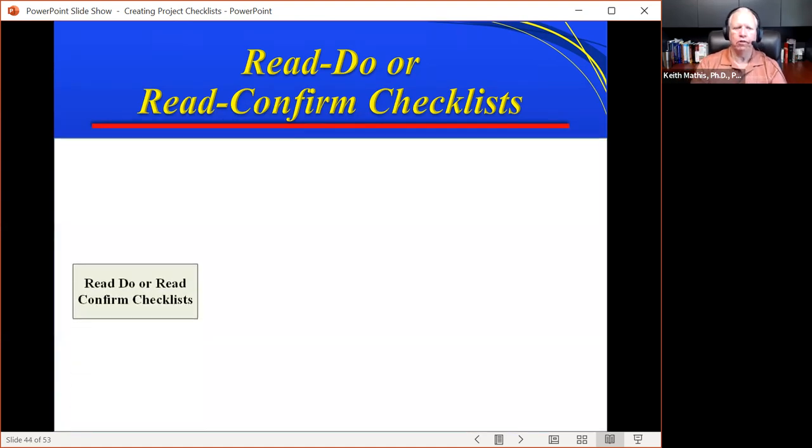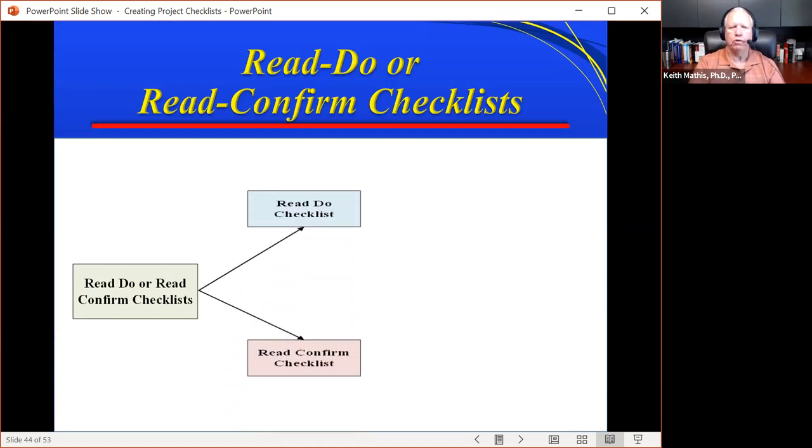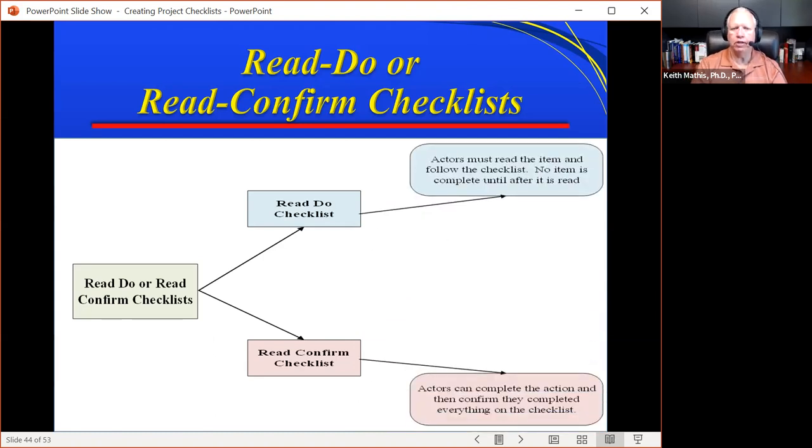Now, when we look at read, do, or read, confirm checklists: with the read, do, the actors must read the item and follow the checklist. No item is complete until it has been read. With the read, confirm, actors can complete the action and then confirm they completed everything on the checklist. This is what has been built for pilots in particular.